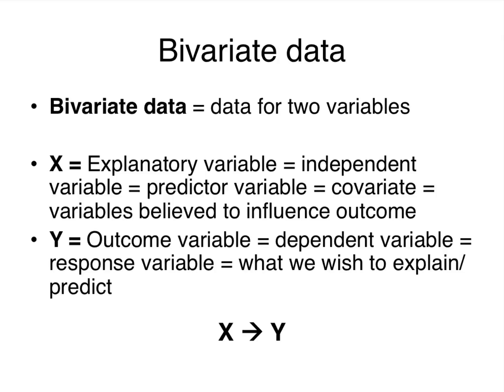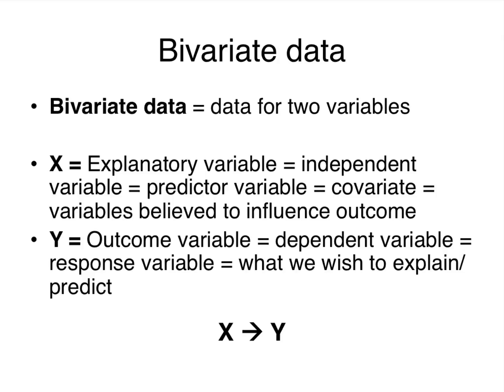So when analyzing relationships with two variables, we usually designate one as the x variable and one as the y variable. X is the explanatory variable and is used to try to explain or predict the other variable. There are many different names that are used for the x variable, including independent variable, predictor variable, covariate, but the main thing to remember is that this x variable is believed to influence the outcome. The y variable is known as the outcome variable, and this is the variable we're trying to explain or predict. And other terms used to refer to the y variable are dependent variable or response variable.